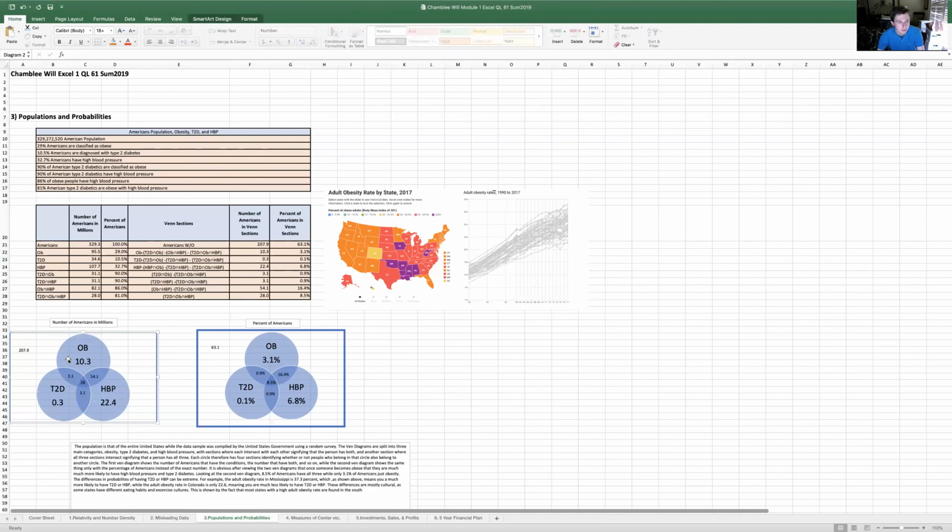10.3 million people are obese, 0.3 just have type 2 diabetes, 22.4 million people just have high blood pressure, and in the middle here you can see where they overlap. 54.1 million people have both obesity and high blood pressure, meaning it's pretty common, way more common than just having obesity or high blood pressure. And in the middle, 28 million people have all three. See these in percentages here, which makes it easier to read and have a perspective. 16.4% of Americans have obesity and high blood pressure. Comparatively to the control, 63.1 don't have any of these three diseases.